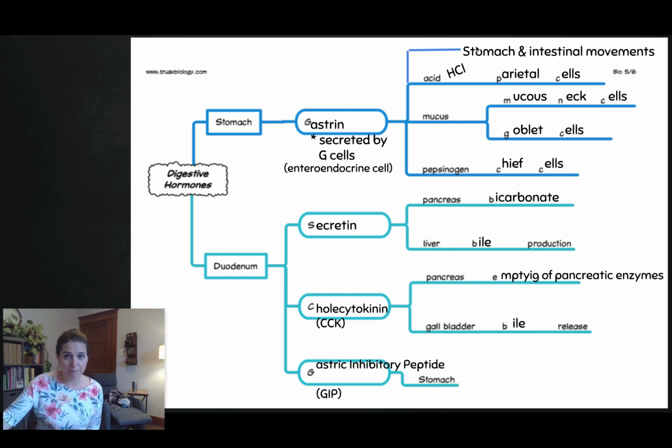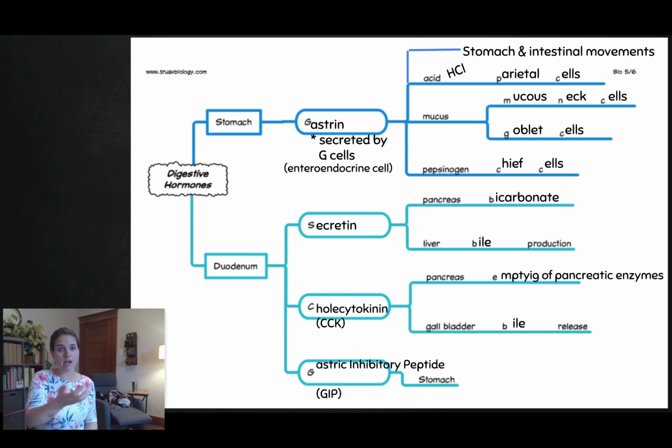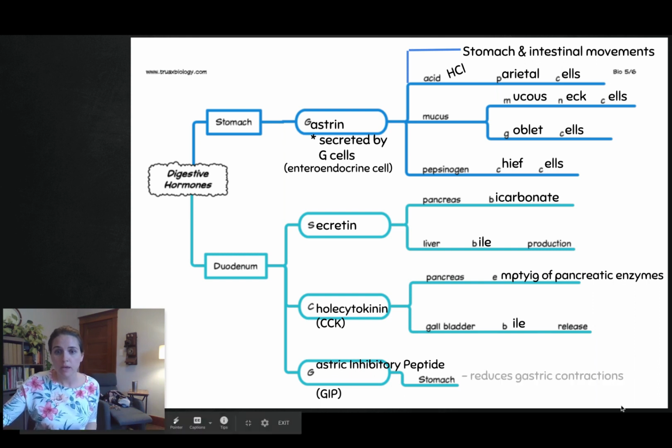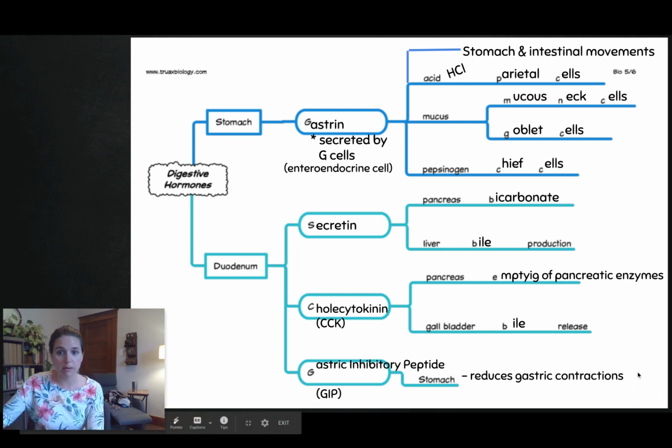So gastrin, which was saying like pump out acid, pump out pepsinogen, we need lots of mucus, we need to be all rumbly and churny with our movements. The gastric inhibitory peptide says, whoa, let's slow down with all of this and stop, because we're done with this stage and now we're emptying into the small intestine. So it reduces gastric contractions as well as its secretions. So it's an inhibitory hormone. This is that negative feedback mechanism that we've talked quite a bit about.